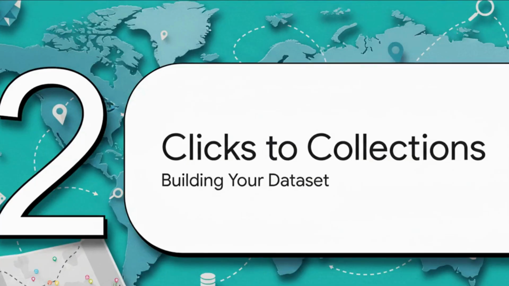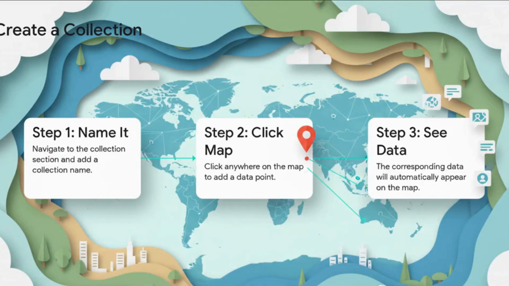Okay, so let's get practical. How do you actually build one of these custom datasets? Well, it all starts with creating something the platform calls collections. Just think of these as the foundation for all your analysis. It's your own personal, curated view of the world. And the process is about as straightforward as it gets. Seriously, you just name your collection, and then you just click on the map. That's it. A data point pops up right away.